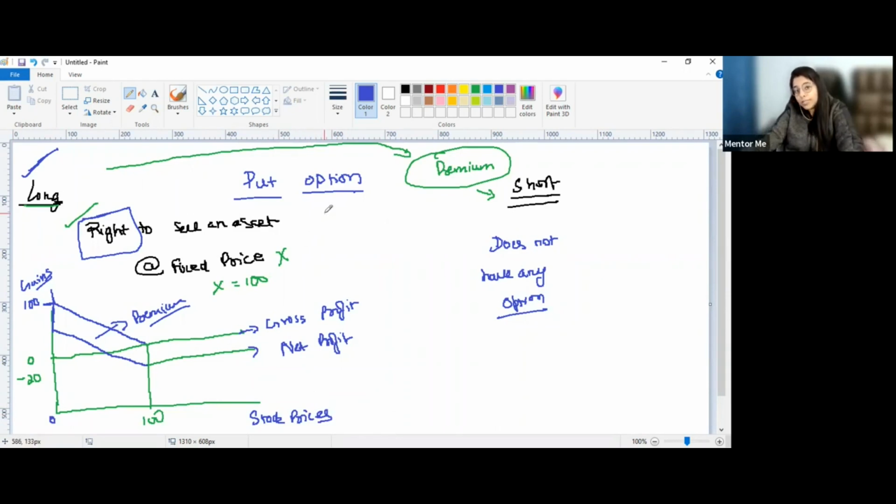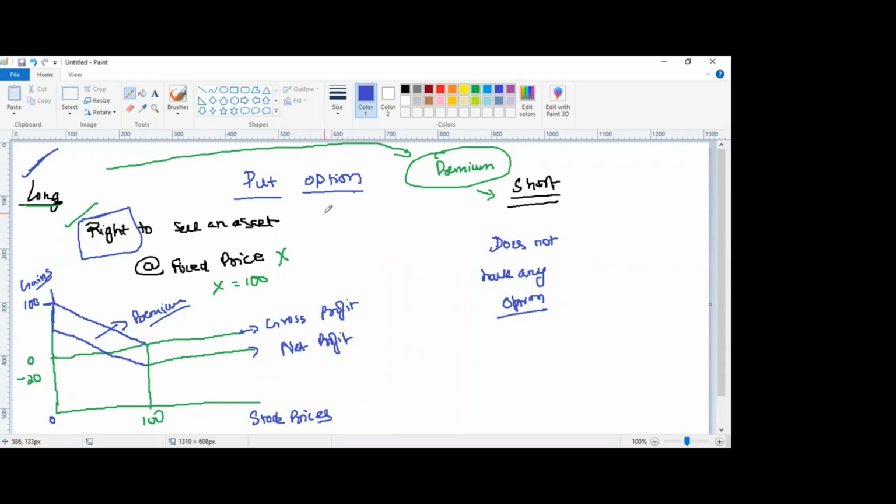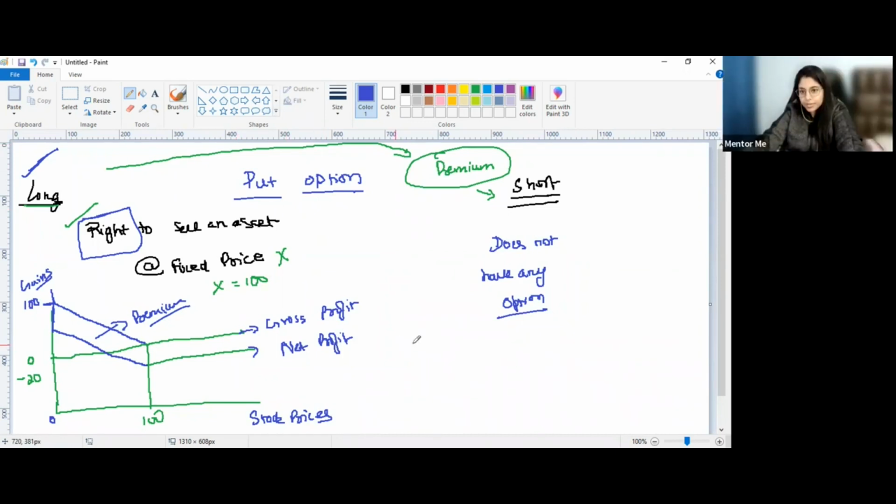Okay. An opposite thing will happen from the perspective of the short party, right? From the perspective of the short party, what would happen?